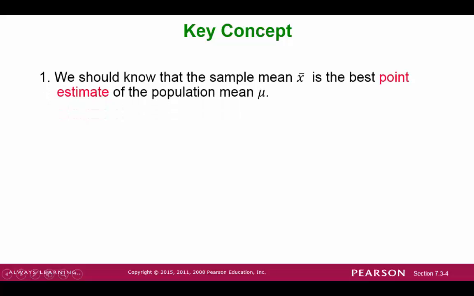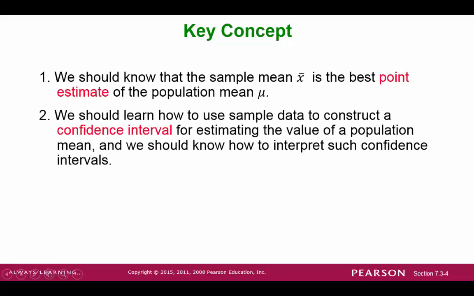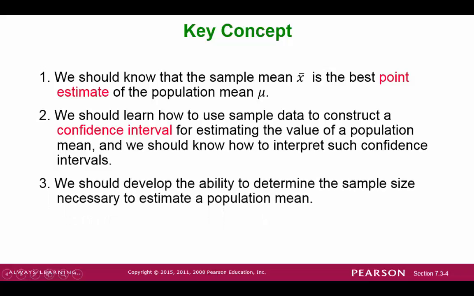The first idea is to establish that x bar, the mean for the sample, is the best point estimate for mu, the mean for the population. We will construct confidence intervals and use this as an estimate for the population mean. We'll also take a look at finding a good sample size to determine the population mean.